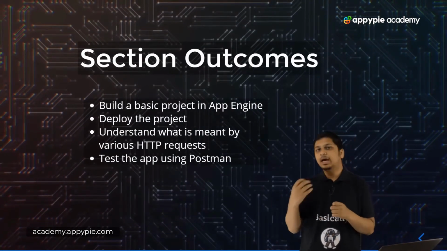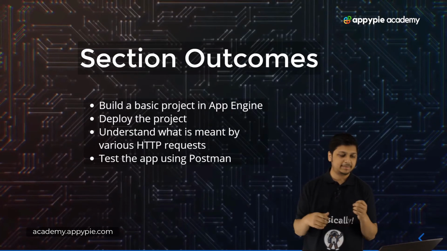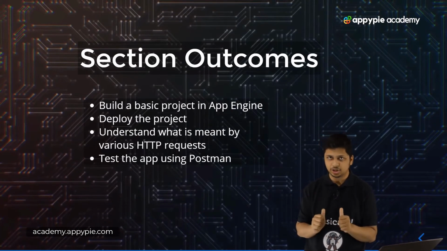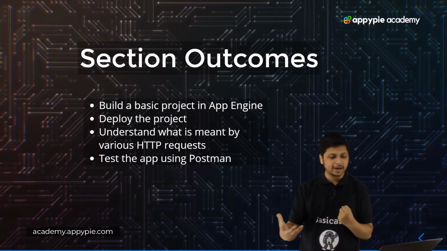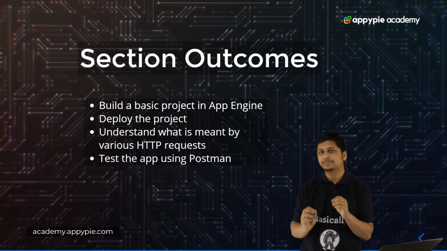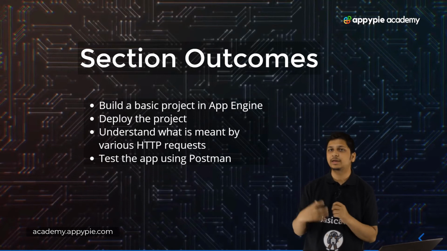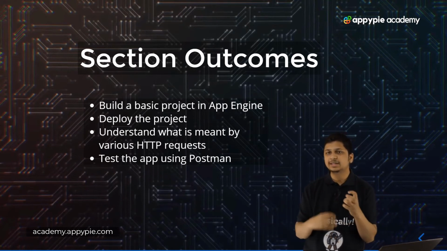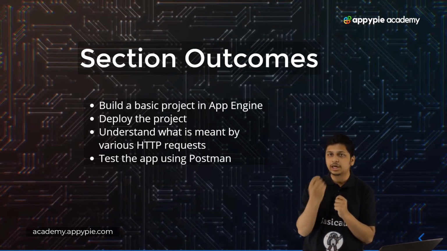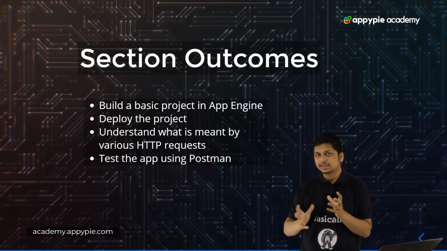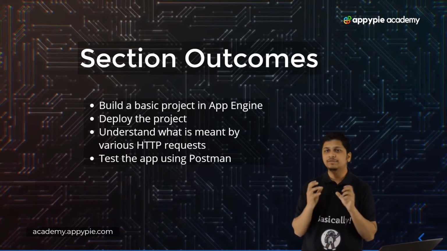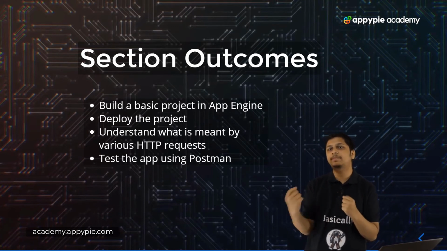The outcomes of this section are building a basic project in App Engine, and then deploying that project using various gcloud commands. Then we'll understand what is meant by HTTP or HTTPS requests, which is the de facto way in which communication between two different computers currently works. Then we'll test the app using Postman, which is a tool to monitor HTTP requests.